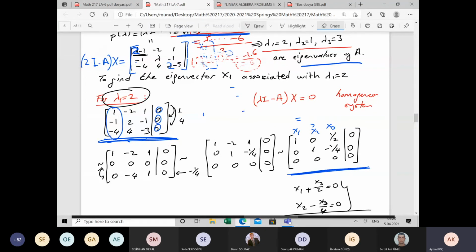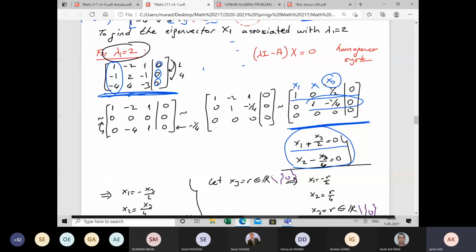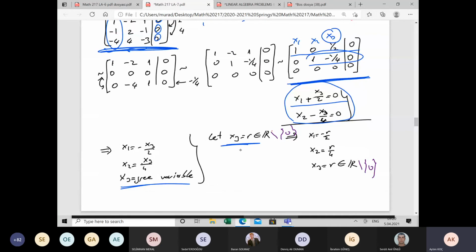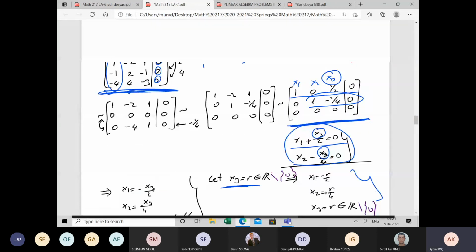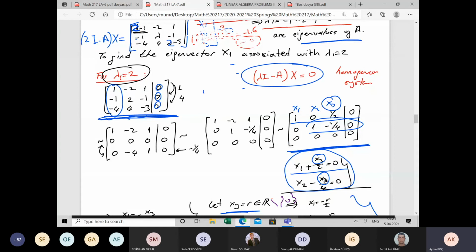So we get a free variable. Which one is the free variable? There is no leading one for x3, so x3 is the free variable. Take any real number, x3 is r, and x1 is substituted, and so we obtain the solution, but we obtain infinitely many solutions here. Be careful, this system has infinitely many solutions.